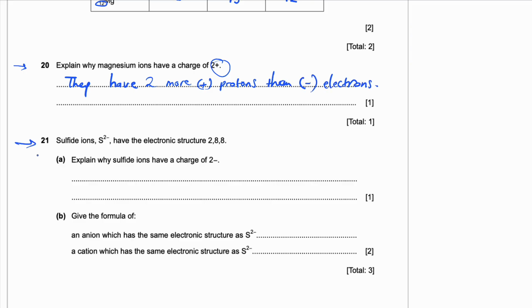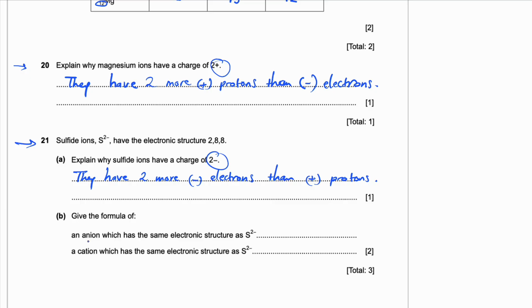Question 21. Sulfide ions, S2-, have the electronic configuration 2,8,8. Explain why sulfide ions have a charge of 2 negative. Once again, the same idea, because they have 2 more negative electrons. So the answer is they have 2 more negative electrons than positive protons. Negative is more than positive by 2, that's why the overall charge is 2 negative.